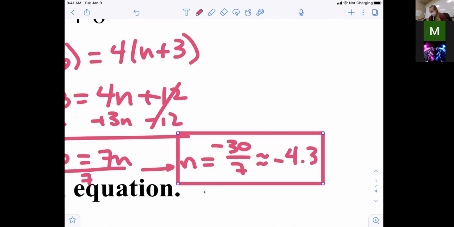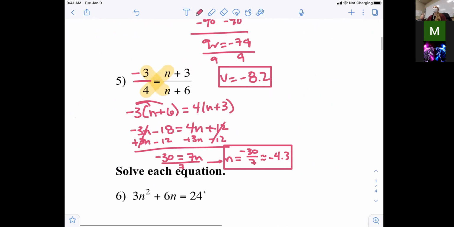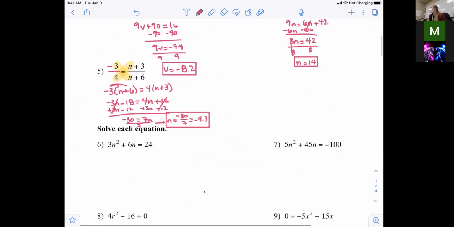All right, pretty easy stuff for those first 5, right? Everyone doing okay? Okay, second step is we're gonna do some factoring.